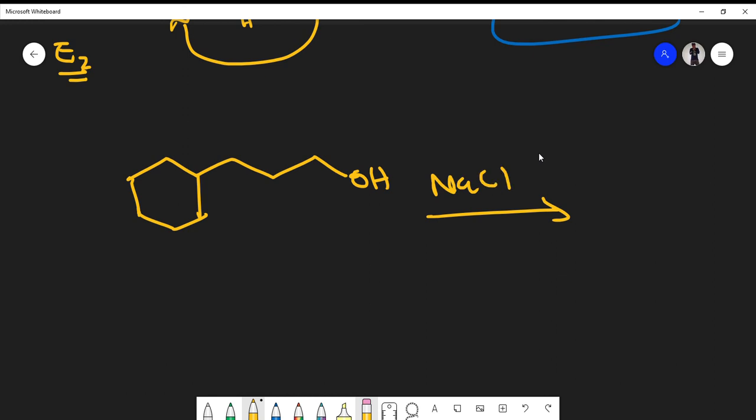Predict the reaction. Predict the product of this reaction. Is it an SN1, SN2, E1, or E2 reaction? This is a special case, and this is actually no reaction.